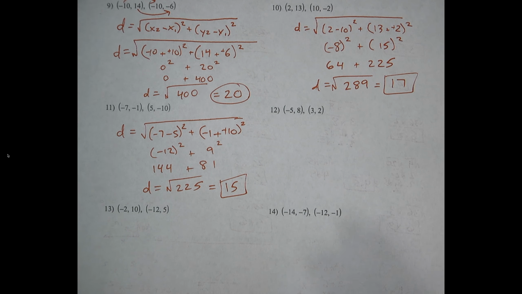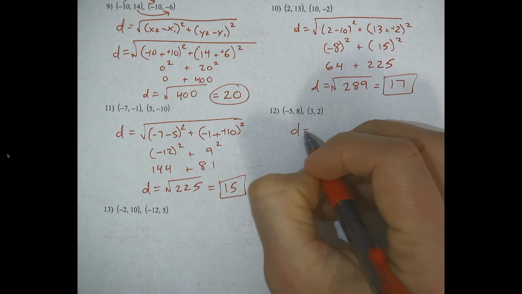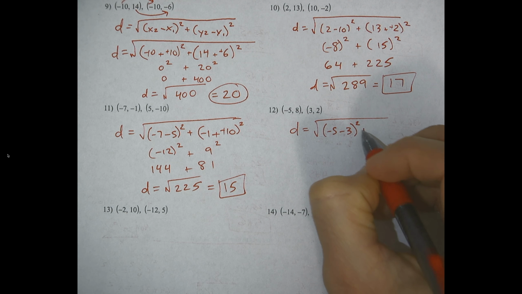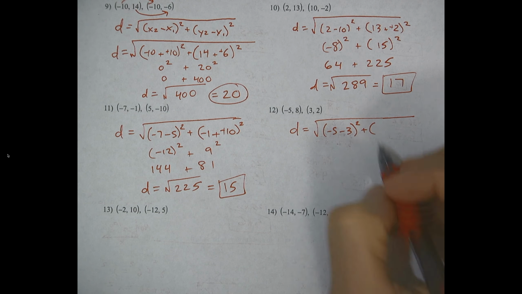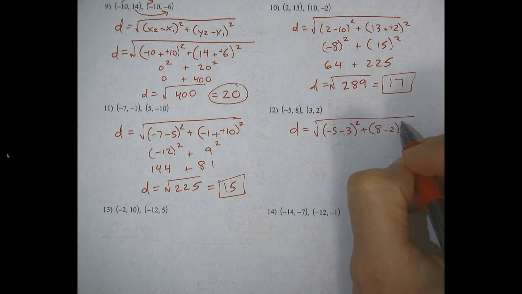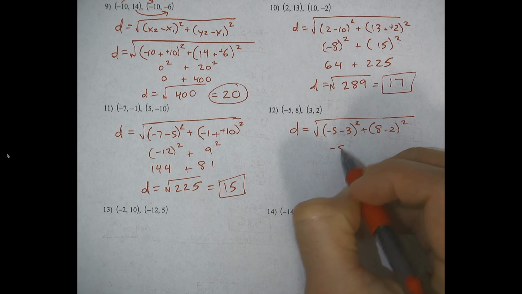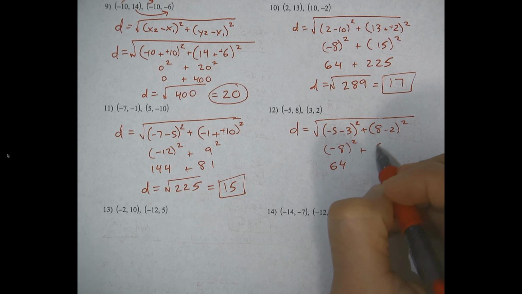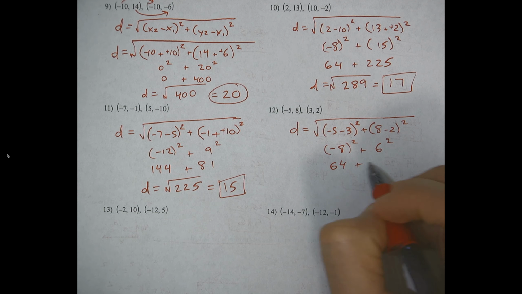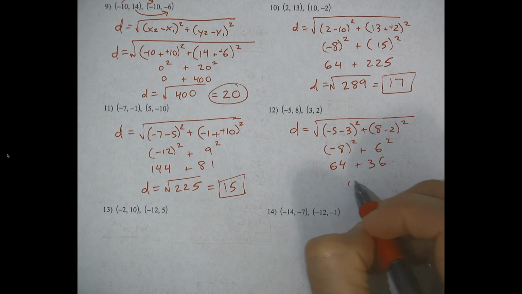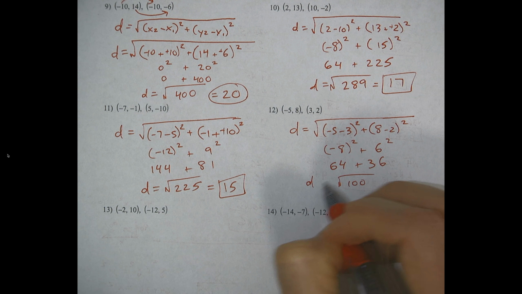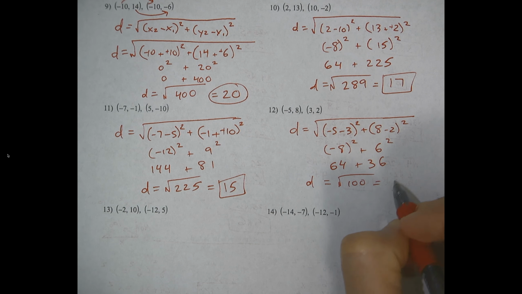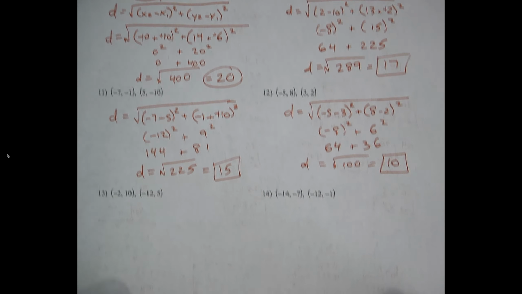Number 12. X minus x is negative 5 minus 3. Y minus y is 8 minus 2. So I get negative 8, which will become a positive when I square it, 64. 8 minus 2 is 6. So 6 squared is 36. Put those together, that's 100. So the distance equals the square root of 100. What number times itself gives us 100? It's a nice, even whole number, 10.